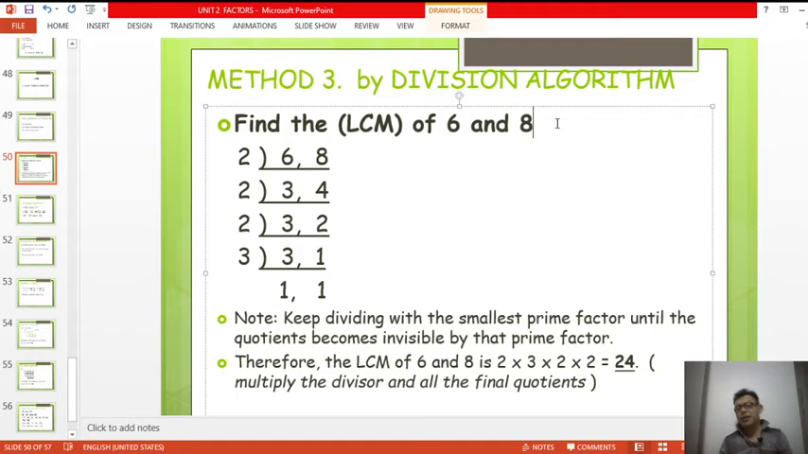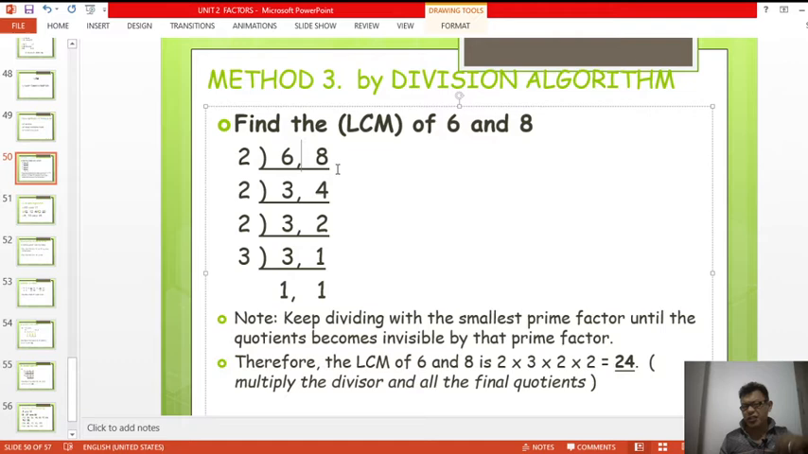The first thing you got to do is to write horizontally 6 and 8. And of course, don't forget your comma and the spacing. So now, after you write this one, then you draw the reverse division sign. This is the reverse division sign. And you start to think of a prime number. I suggest you use a prime number.